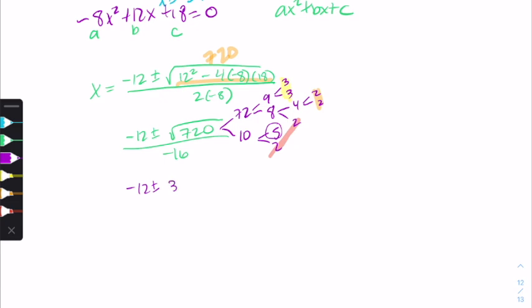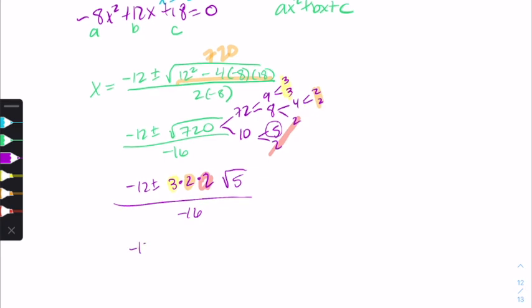So now we got negative 12 plus or minus. Outside the root, we have our 3 times the 2 times the 2. So remember, 3 was the yellow, orange, and then red. And then we still have our root, and then the 5 underneath all over negative 16. So remember, you multiply the things that you take out of the root. So we have negative 12 plus or minus 3 times 2 is 6, 6 times 2 is 12. So plus or minus 12 root 5 over negative 16.